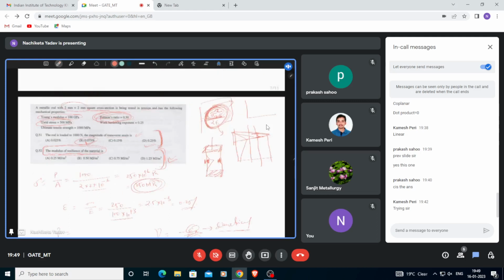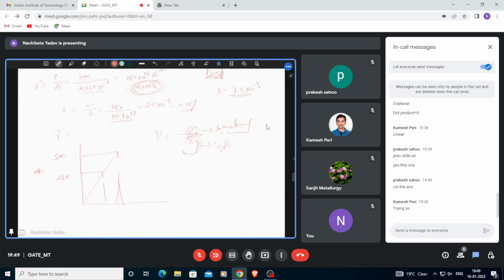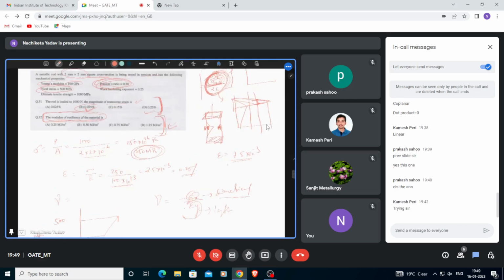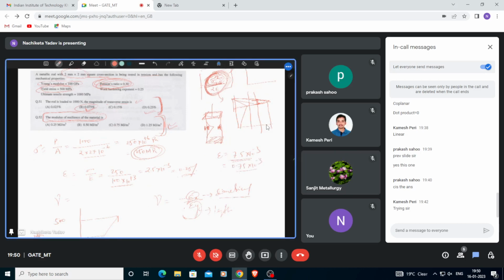What is the strain then? It is percentage. So strain will be 7.5 into 10 to the power minus 3. Is it okay? It is 7.5 or 0.75. Okay. So now can you find out resilience?